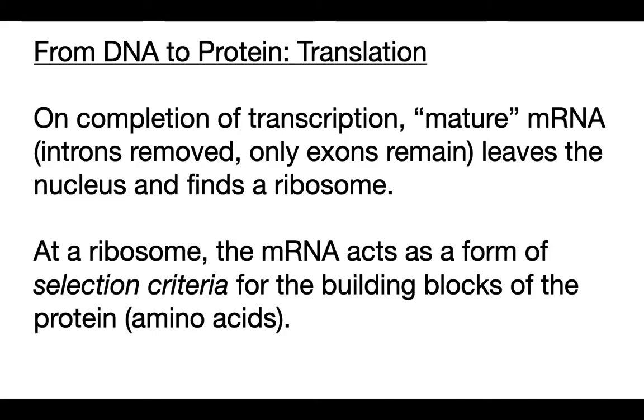So once we've completed transcription, there's a mature messenger RNA molecule with its introns removed. The introns are the non-coding parts of the DNA, and only exons remain. That mature RNA leaves the nucleus and goes and finds a ribosome to start its work. At a ribosome, that messenger RNA acts as a form of selection criteria for the building blocks of protein. Remember that proteins are polypeptides made up of different amino acids.